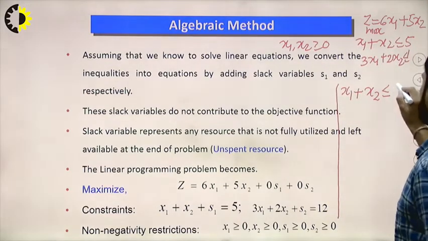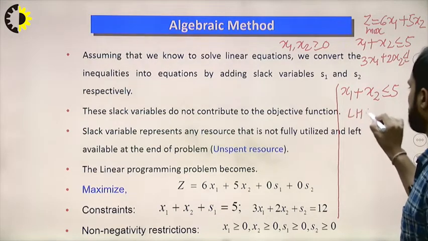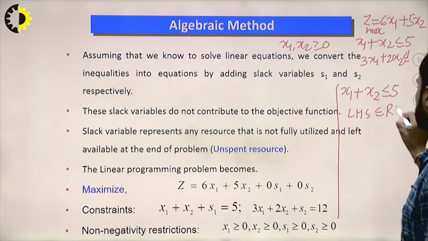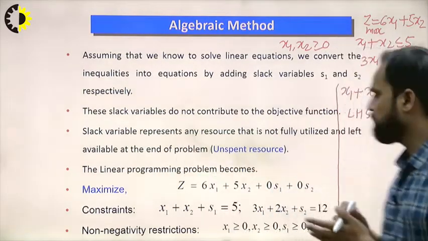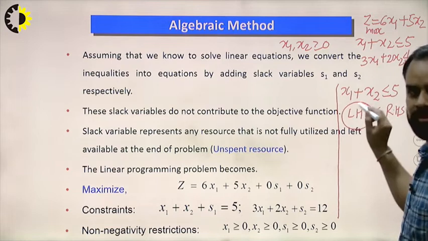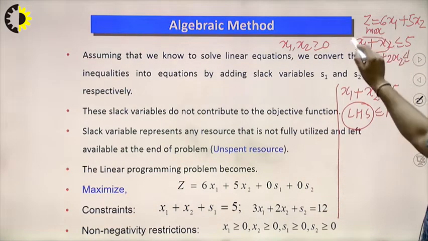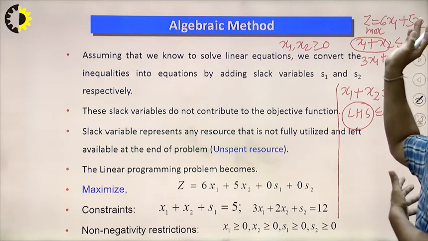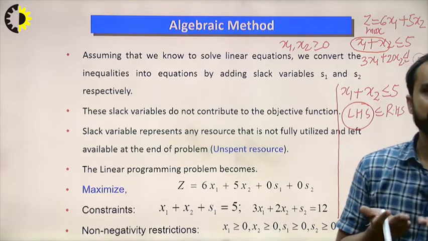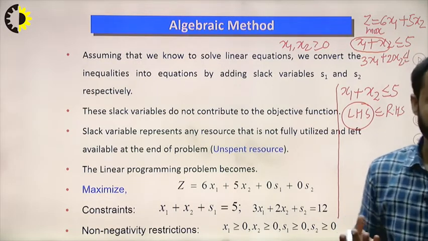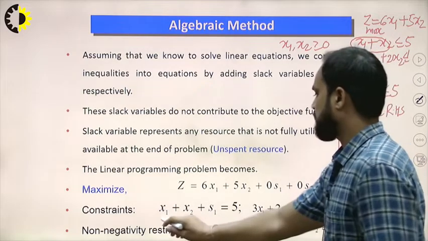So now we have this equation, right? We can easily see the left hand side is less than or equal to the right hand side. If I want to keep the left hand side equal to the right hand side, then we have to add something to the left hand side. It is clearly mentioned here that the left hand side is less than the right hand side. So if I want to convert into an equality, I have to add another variable. I put x1 plus x2 plus s1.